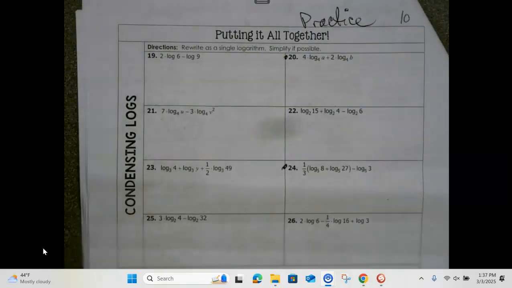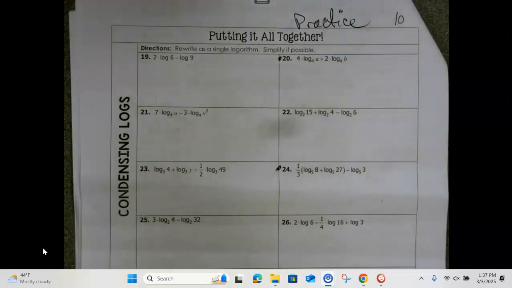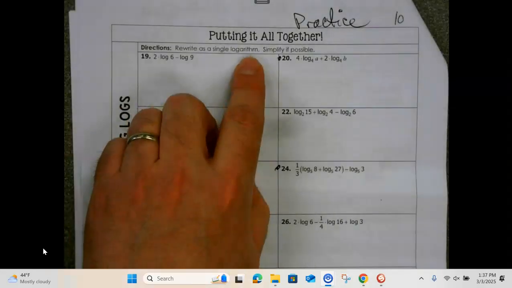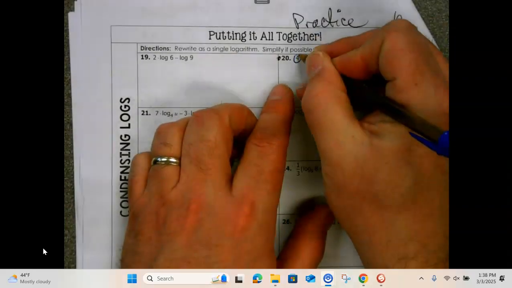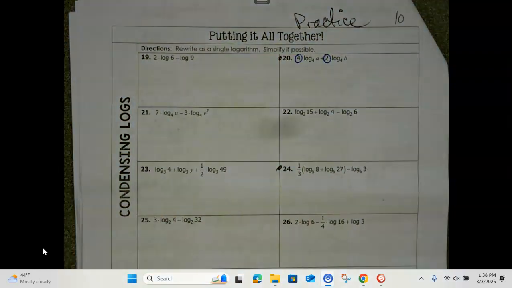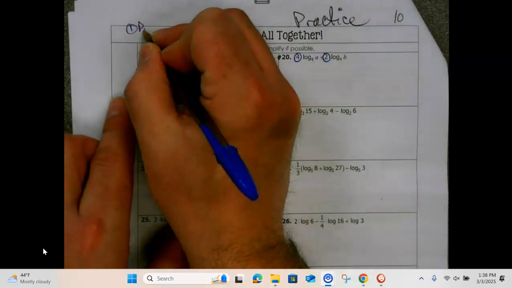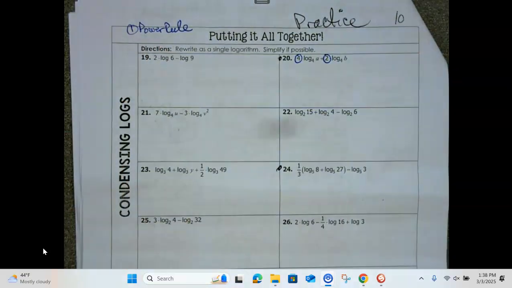So on page 10, and I can zoom back. There we go. So here, and I'm going to keep pulling my notes back over here. Rewrite as a single logarithm. Okay. First thing I notice is that there's coefficients. If there's power rule stuff going on, we want to deal with that first. Okay? So I'll even write that. So if there's coefficients or exponents, we're going to do that first.